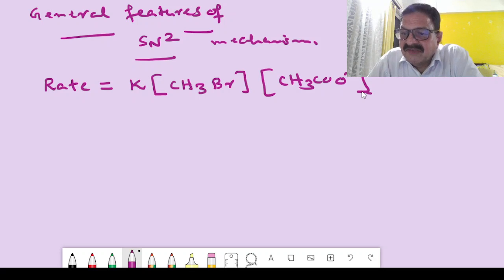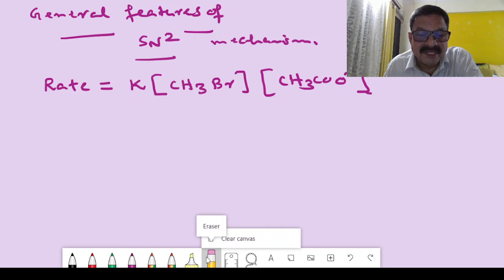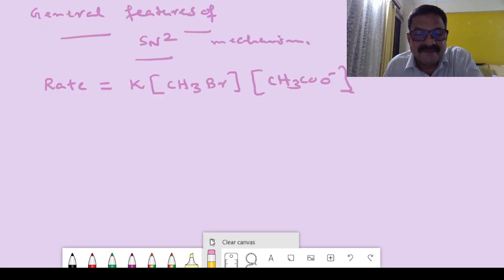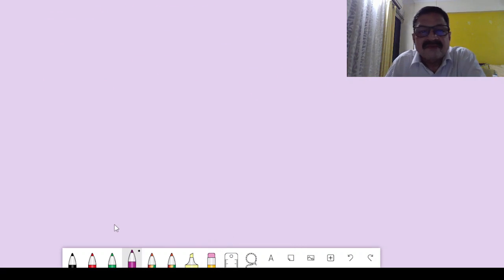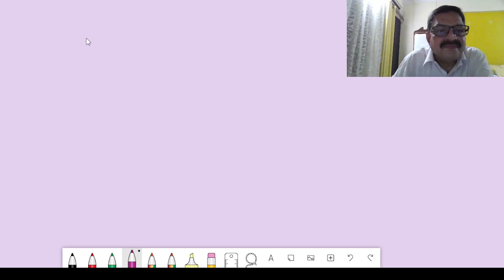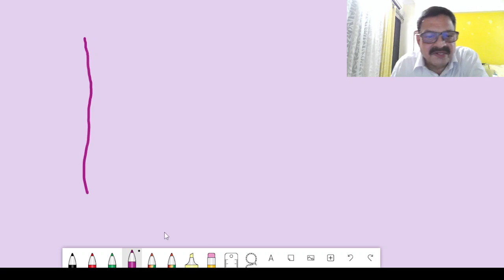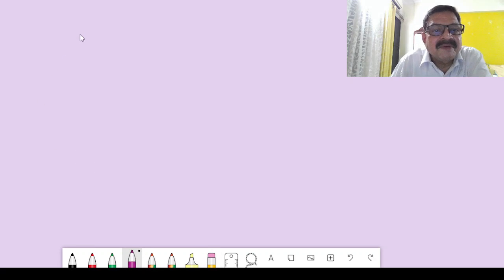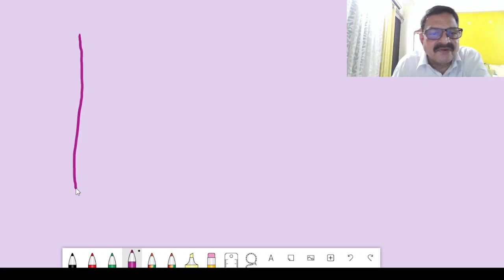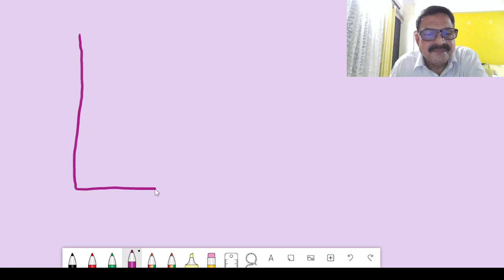Now the energy diagram. We can draw an energy diagram for this kind of SN2 mechanism. How will you draw that? Energy diagram, say two coordinates, y coordinate and x coordinate. The y coordinate will be plotting the energy and the x coordinate will be the reaction coordinate. So roughly I am just showing you.